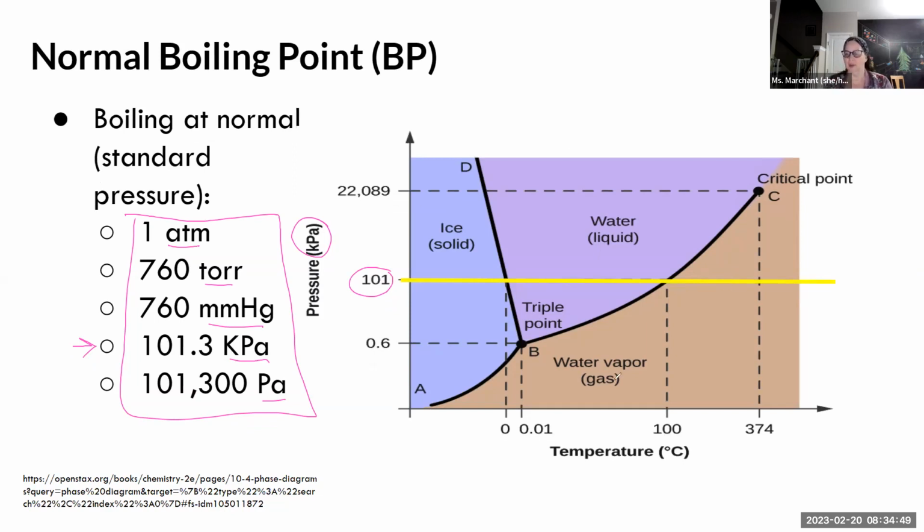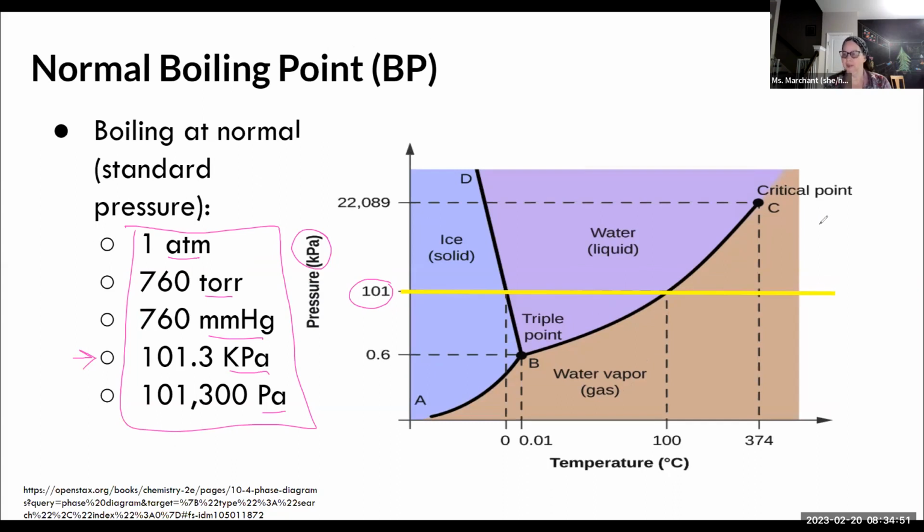Where is my boiling point? My boiling point is when something changes from a liquid to a gas, or it boils. Which boundary line? The liquid-gas boundary line. This is my liquid-gas boundary line. And lo and behold, there is an intersection from the standard pressure and where it boils. So it can boil anywhere along this line, but I need the normal boiling point.